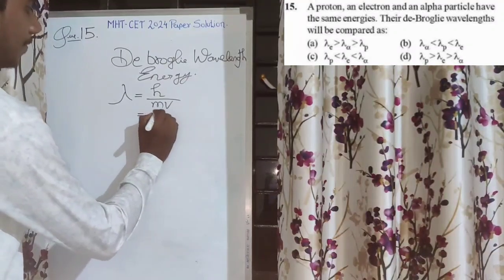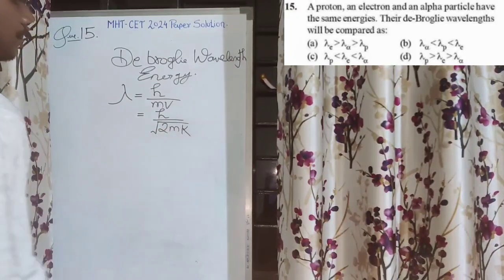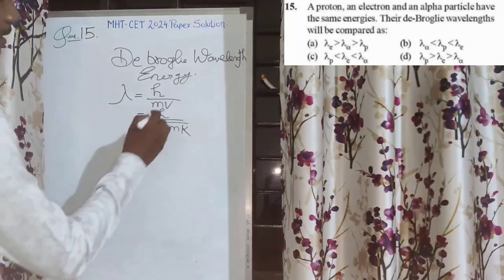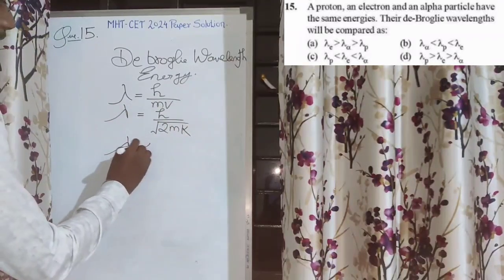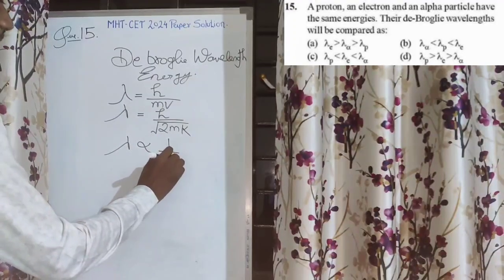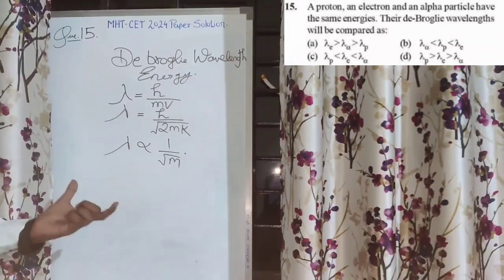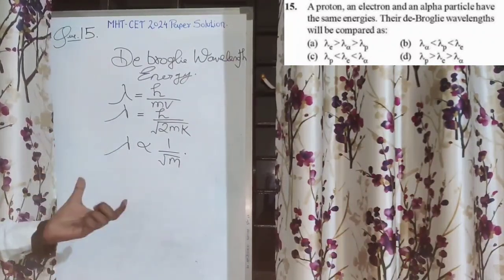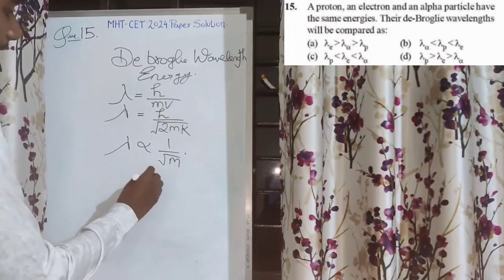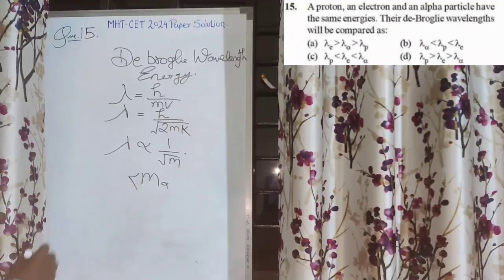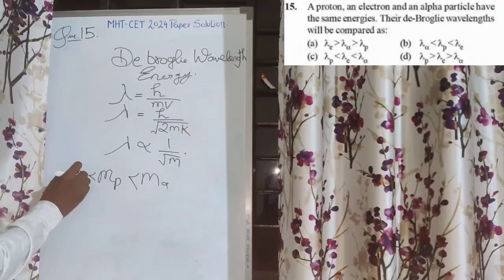We can rewrite this equation as h upon under root of 2mK. See, h is a constant, K is a constant, 2 is a constant, so we can simply write lambda is directly proportional to 1 upon root m. Now I think we should know the order of the mass for the electron, proton and the alpha particle. हमें ये पता है एक्चुअली कि mass of alpha particle is more than mass of proton, and this is more than mass of electron.